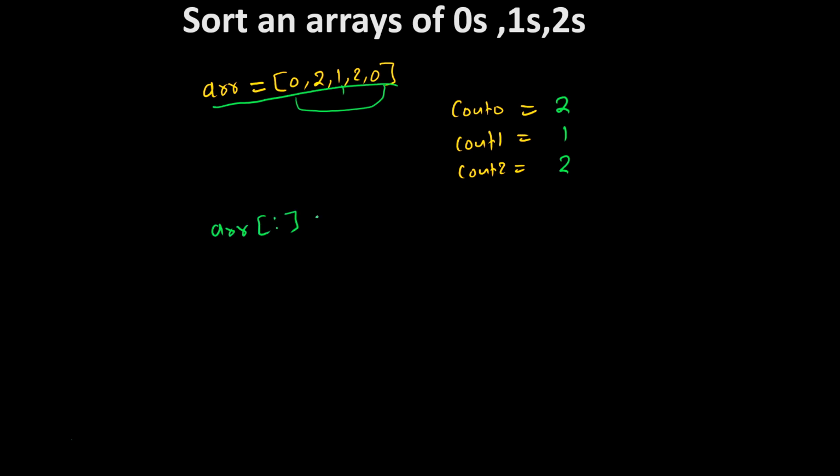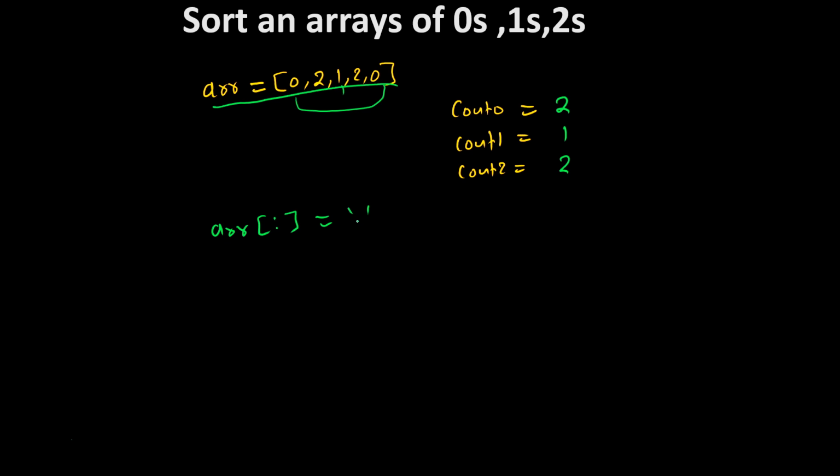We're not using any extra variable. We are concatenating the number of zeros, ones, twos, and replacing the array values with them. If we use another variable to store this concatenation, then it will become O(n). But if we are directly replacing these values, then it will not be considered O(n).